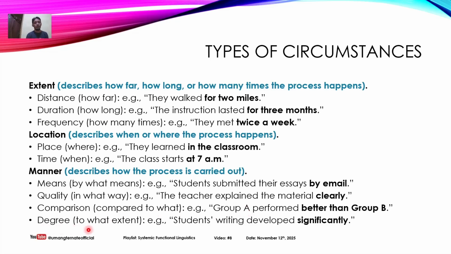Degree, or to what extent. I think it is self-explanatory. Just look at the example here, where the adverb significantly describes the degree of the development. In this clause, students' writing developed significantly. So the circumstance of degree here, significantly, describes the degree of the students' writing development.